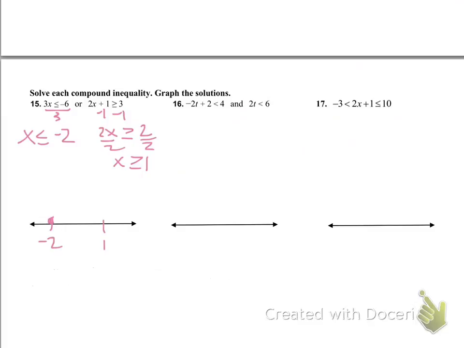They're both closed dots. This one is shaded to the left. That one is shaded to the right. And it says it was an OR problem, so they should be going outward.